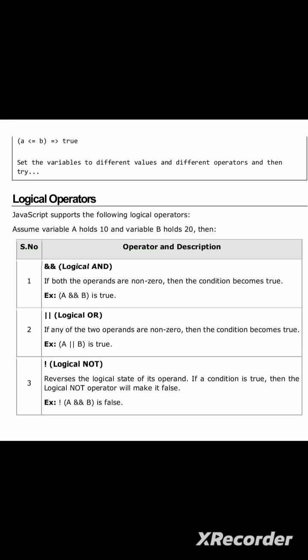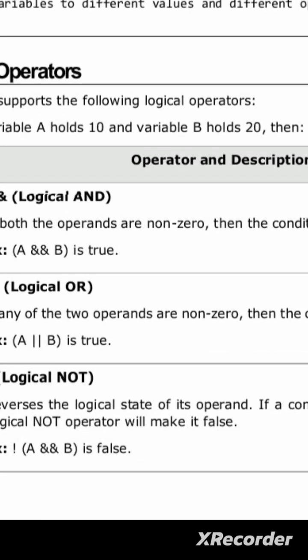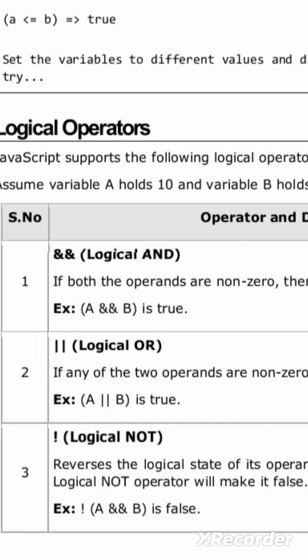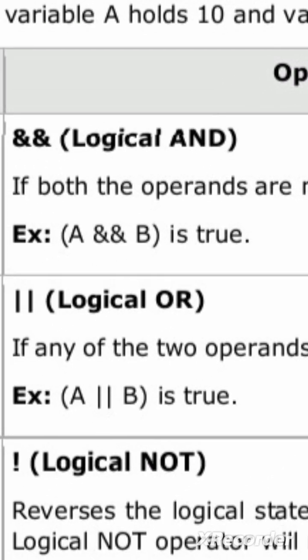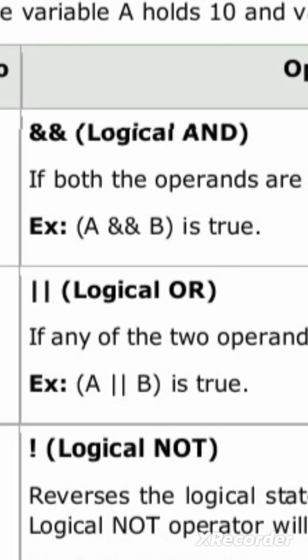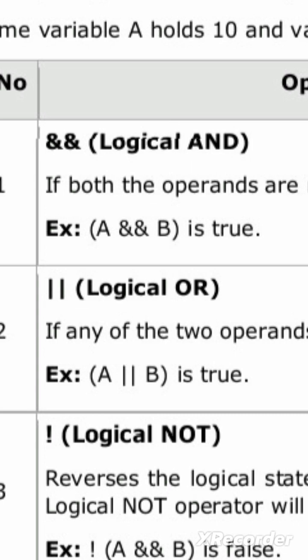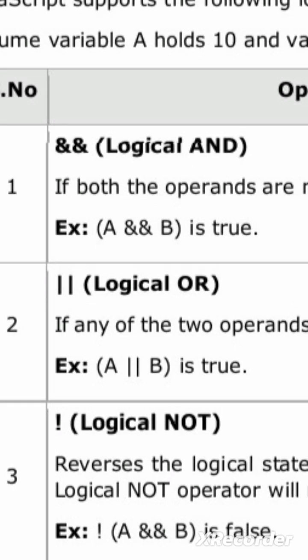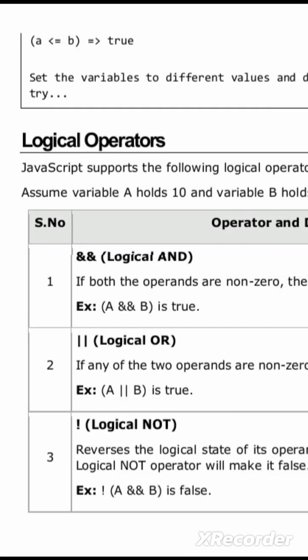Now next one, logical operators. What are logical operators? They will also return true or false, and they are written with the help of two combined operators. And: a and b, if a and b both are true, it is going to return true. Or means if either of them is true, it is going to return true. And the not operator: if a is true, not a will return false.